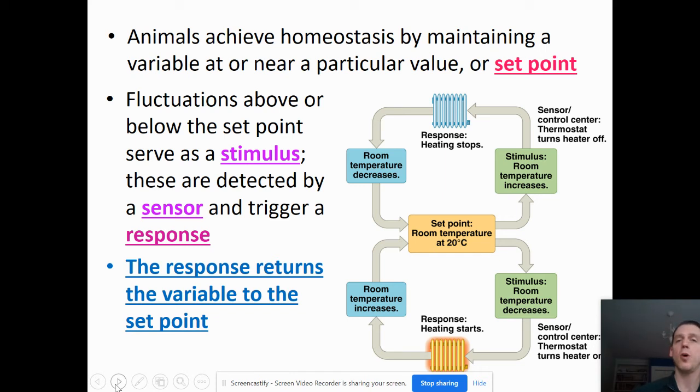So animals achieve homeostasis by maintaining a variable at or near a set point. If there are fluctuations above or below the set point, that serves as a stimulus. It's detected by a sensor and it triggers a response, just like with the heater analogy.